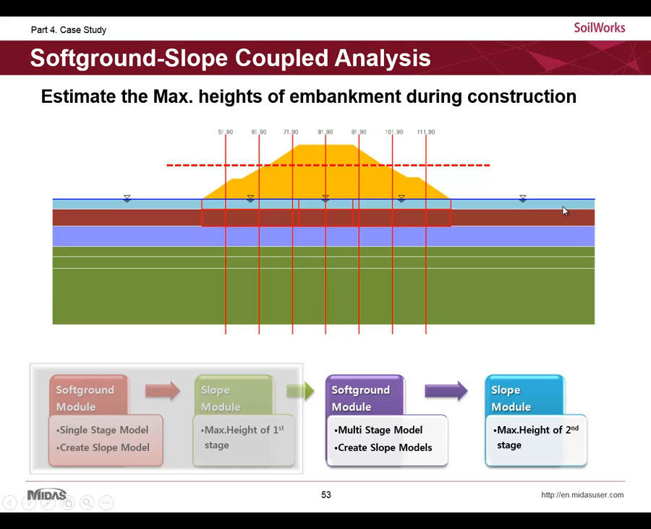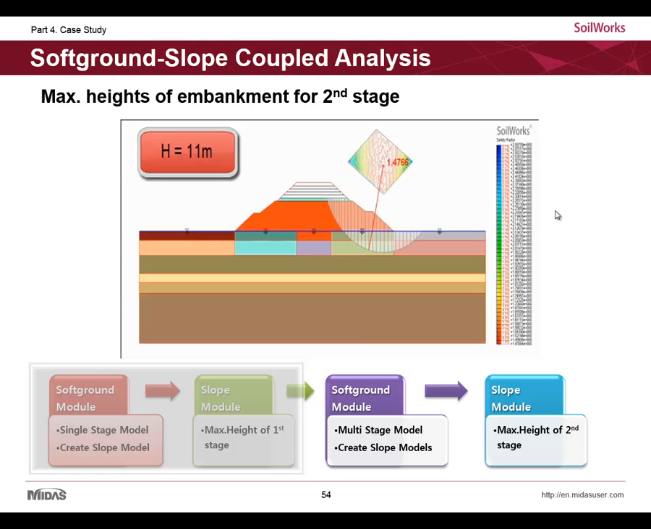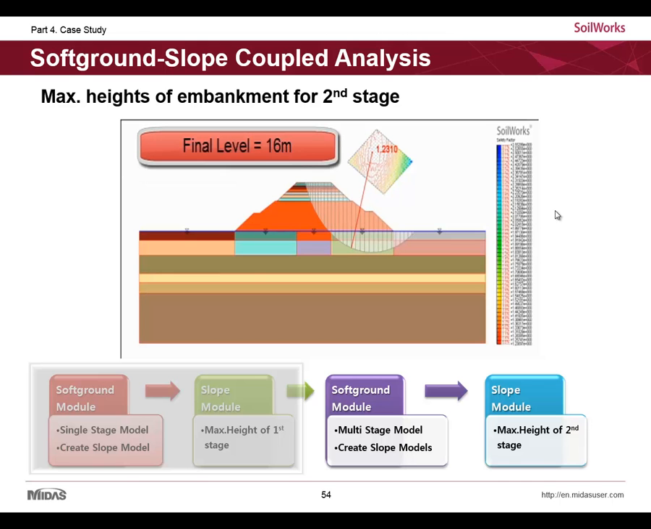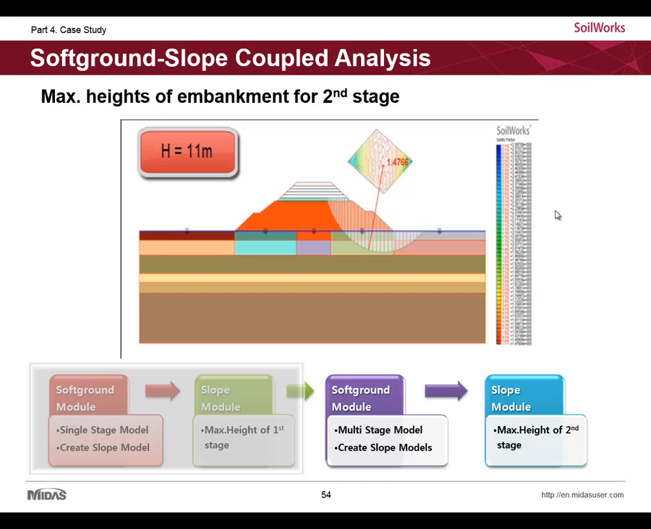After that, we can go back to the consolidation module and perform 1D consolidation analysis with multi-stage. For the second critical height of the embankment, we have to open the model after the increase in strength of the soil from the first filling. And then we can follow the same procedure as you can see in this video. Through this process, we can define the construction stage and the critical height of each stage with guaranteed slope stability.